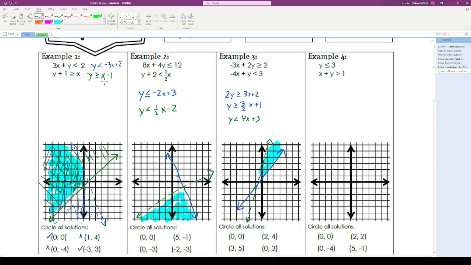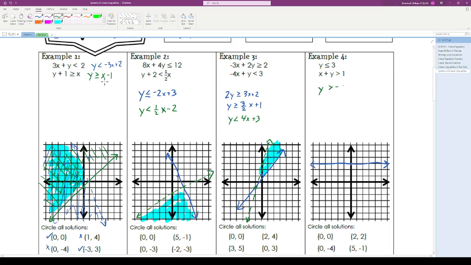Y is less than or equal to 3. That's an easy one because it's already in slope-intercept form. We want to go to y equals 3. And then this will be a horizontal line because there's no slope, there's no x term, and this one includes the equal. So we're going to draw straight across at y equals 3, and we're going to be looking for everything below that. The second one we need to rearrange by subtracting x from both sides.